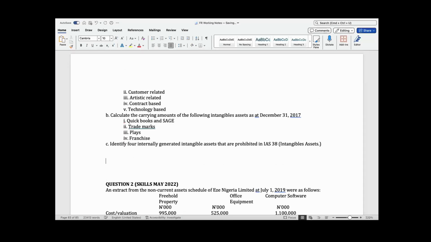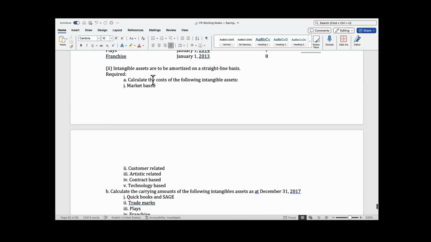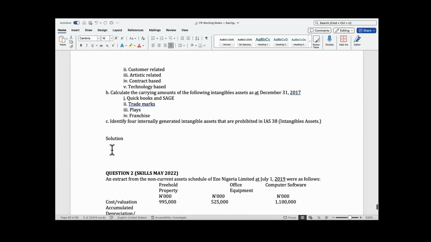Okay, let's solve this together. The first one is to calculate the cost of the following: market-based, customer-related, artistic, customer-based, technology.